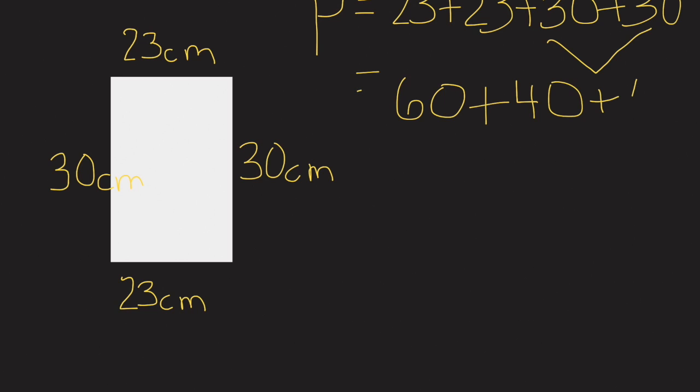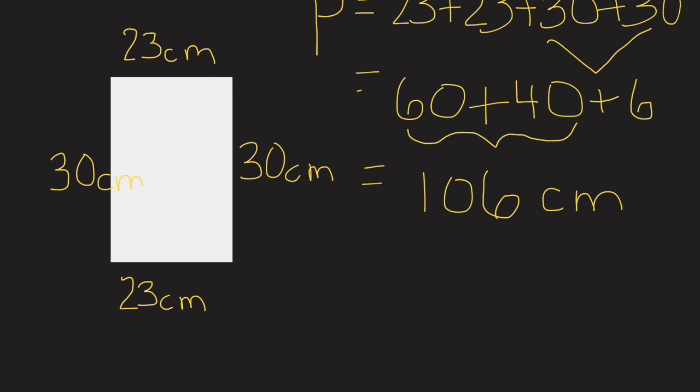Continuing my addition, I can see a friendly number. Woohoo! 60 plus 40, I know that's 100. I add the 6. I come up with 106 centimeters. Now I could, of course, convert that to meters, knowing that there's 100 centimeters in a meter. That would give me a measurement of 1 meter and 6 centimeters.